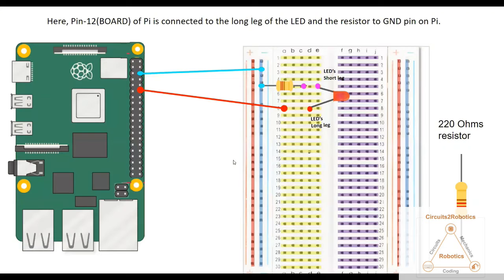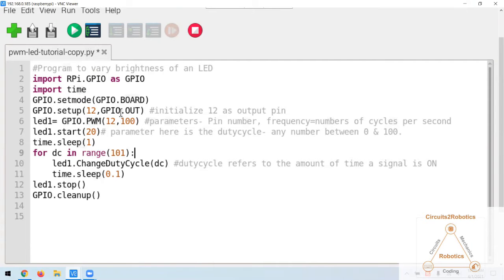So here is the schematics. Any pin marked as GPIO can be used for software PWM. I have used pin number 12 on Pi. So I have connected pin number 12 to the long leg of the LED, and I have also used a 220 ohms resistor. So let's get onto our code now.